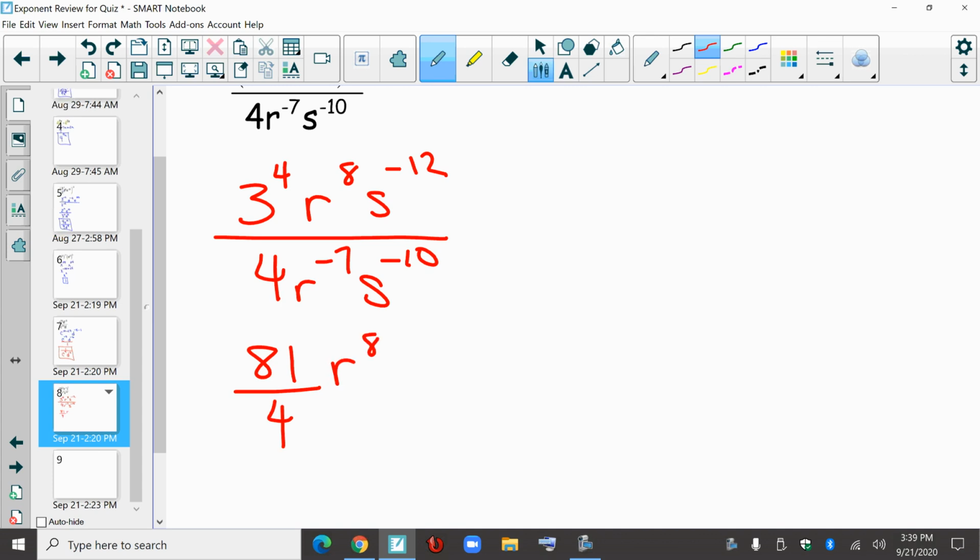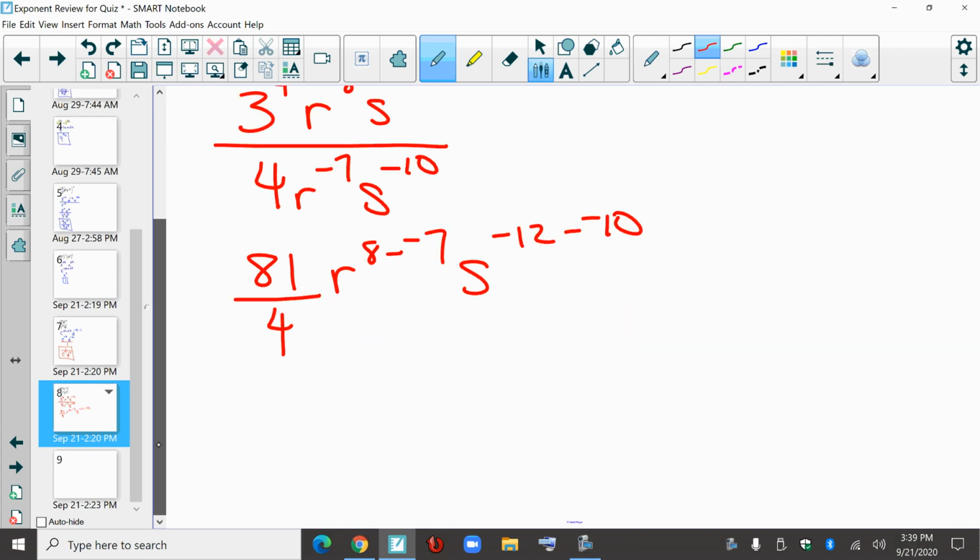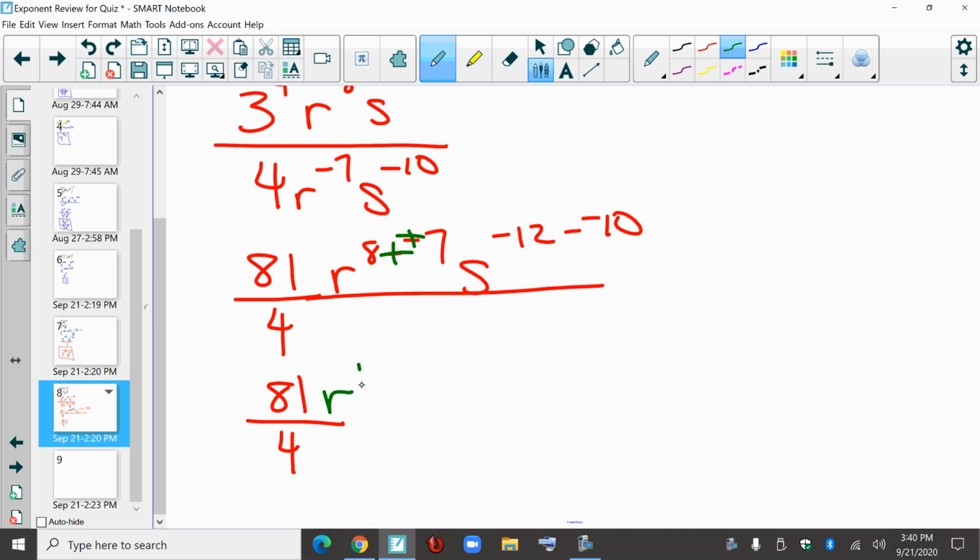Go ahead and subtract your variables' exponents. Keeping in mind, when you subtract, they're all the way at the top. Okay, so then you're going to reduce. 81 is not divisible by 4, so you just leave it as 81 over 4. Double negative creates a positive, making that r to the 15th. Double negative creates a positive, making that s to the negative 2.